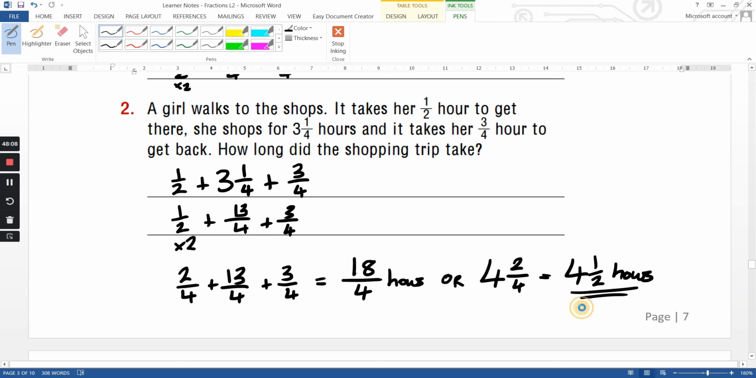Yeah, or you can say 4 hours, 30 minutes, if you wanted to. I think that's fine, that's good enough, you know, 4.5 hours or 4 hours 30 minutes. That's absolutely fine, that's much better. Yeah.